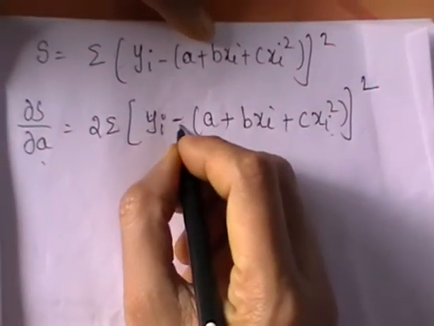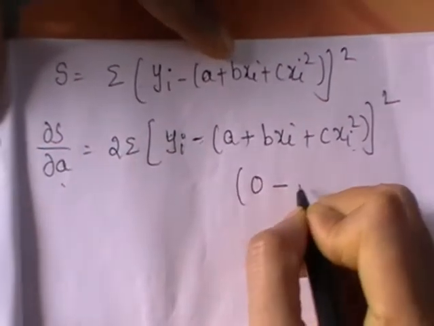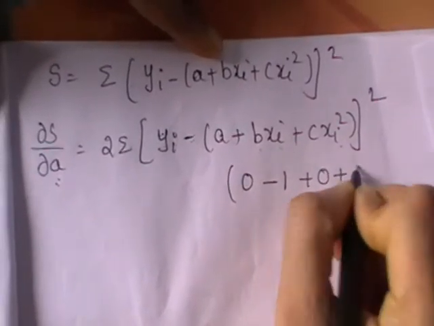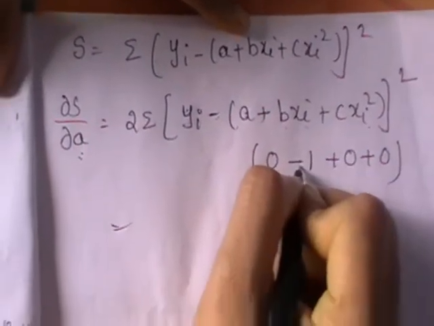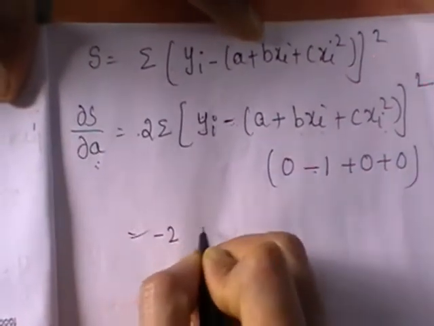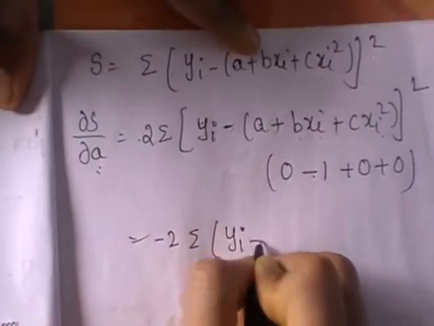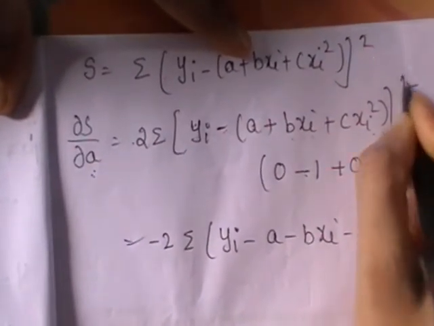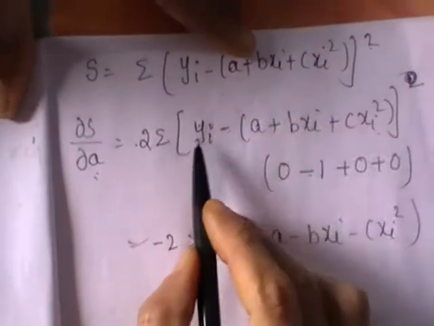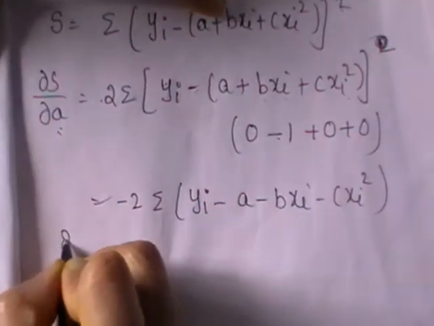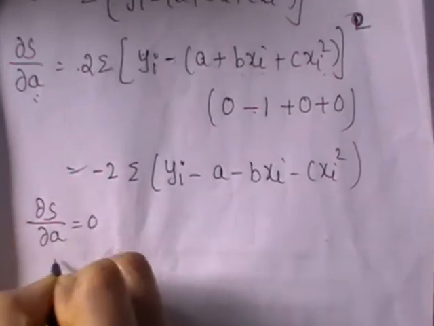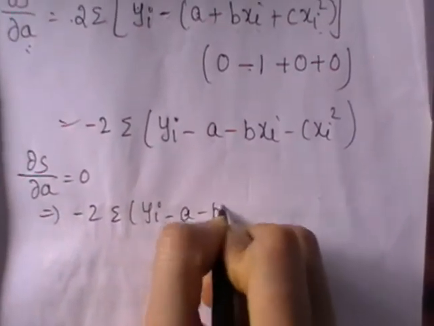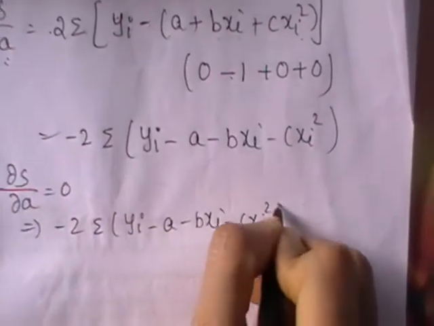You have minus here, so it will be minus a. What is the derivative of minus a with respect to a? Minus 1. There is no a term in the others, so you will get 0, 0. So again you will get minus in front of 2. Minus 2 sigma yi minus a minus bxi minus cxi square. The derivative of x square is 2x. So dou S by dou a is equal to 0, which you will get as 2 sigma yi minus a minus bxi minus cxi square is equal to 0.